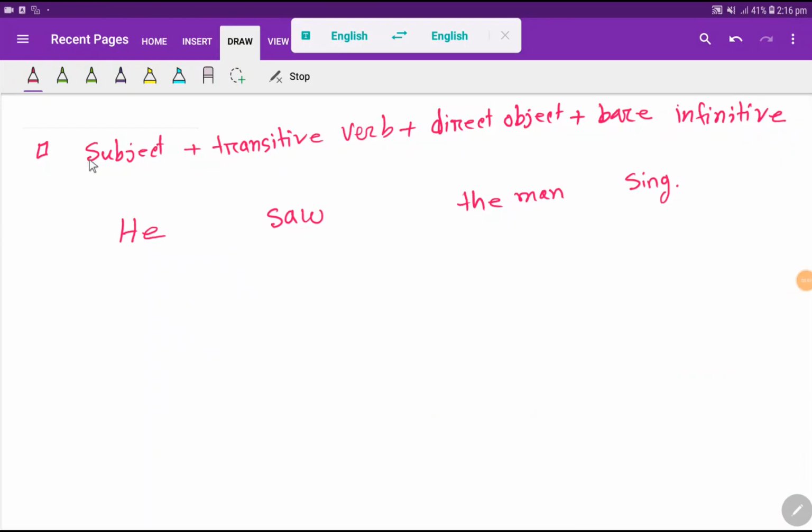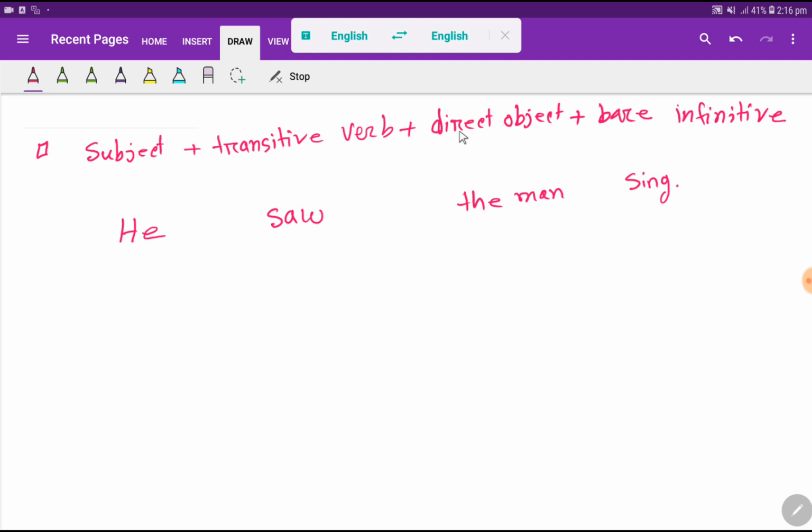Today we are going to learn this structure. Look, subject plus transitive verb. Transitive verb means a verb that can take an object without the help of a preposition after it. Transitive verb, then direct object, means the object that is directly affected by the transitive verb.